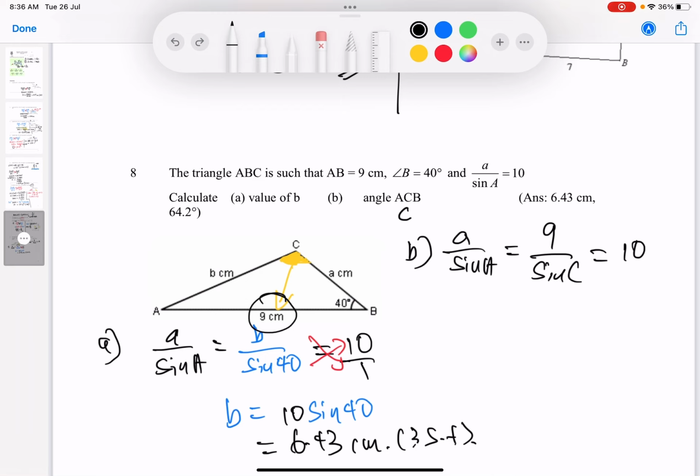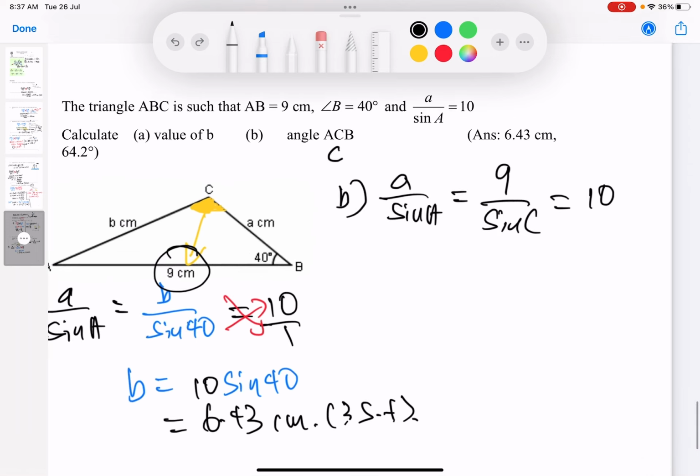I know that I'm given A over sine A, so I'll just write it down, A over sine A. I know that this A is one of the sides. This side over this matching angle is equal to, it must match with the side at its matching angle. So it's 9 over sine C. That's how I got this relationship over here. And I let it equal to 10. How do I know it's 10? Because I'm given in the question that A over sine A is 10. This is the most crucial part. The rest is just basic manipulation.